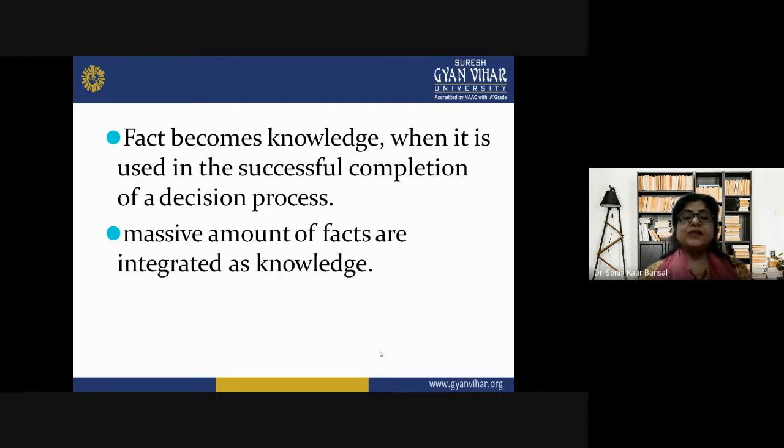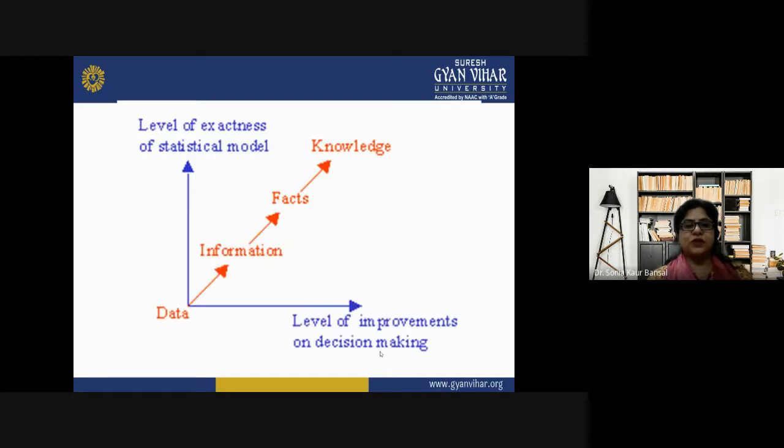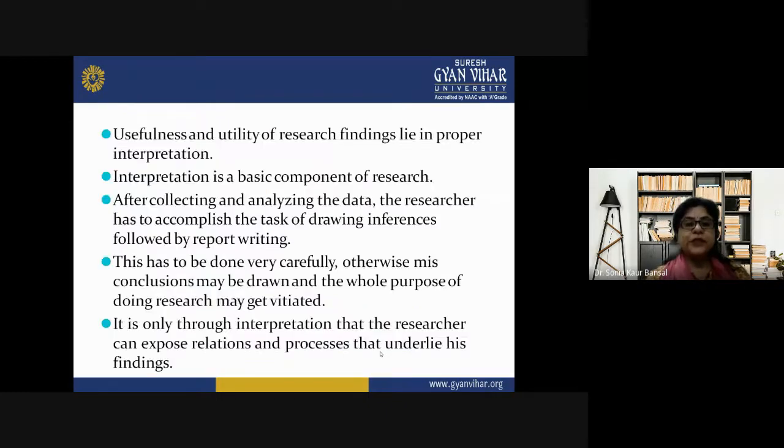So this is the successful completion of the decision process, which your data is enabling you to be a very good researcher. Now you can understand it grammatically: data proceeds towards information, information towards facts, and facts towards knowledge. Level of exactness of statistical model, level of improvement on decision making. So how it is all working together, you can see through this diagram. I hope it is clear to you.